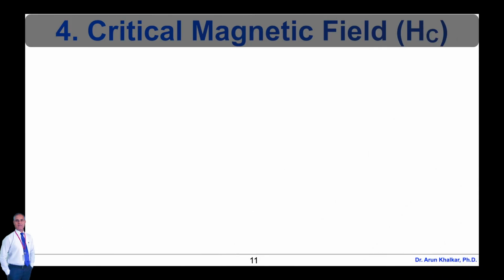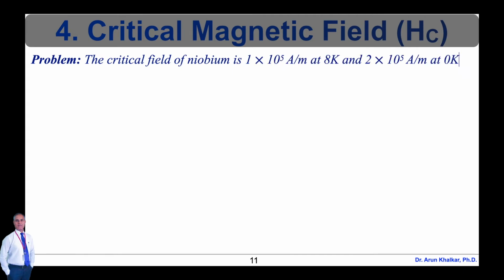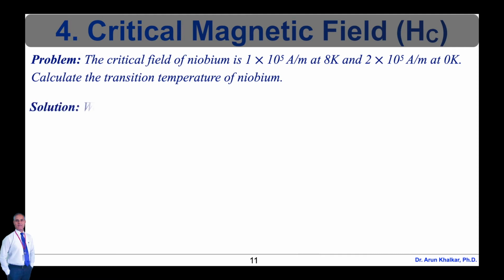Now let's see one more example related to this. The critical field of niobium is 1 into 10 raised to 5 ampere per meter at 8 Kelvin and 2 into 10 raised to 5 ampere per meter at 0 Kelvin. Calculate the transition temperature of niobium. The solution of this problem is as follows.